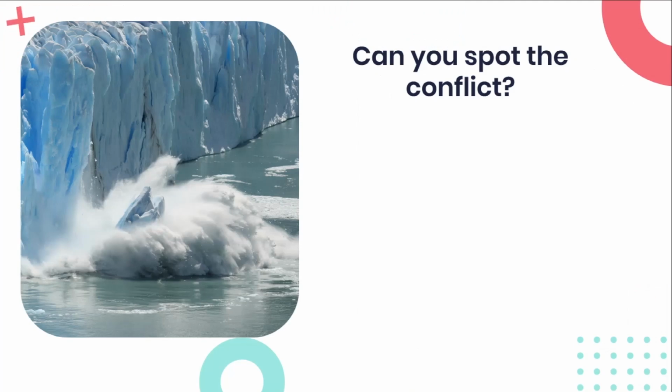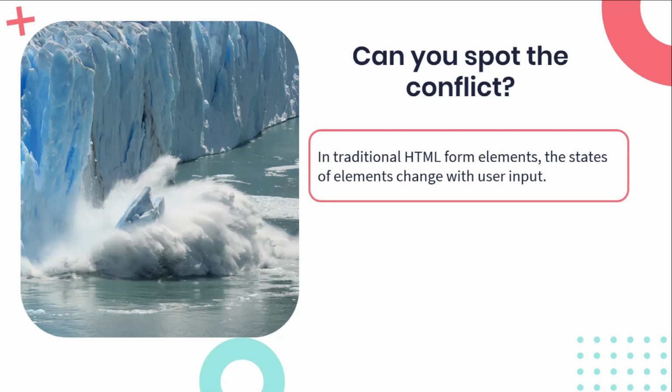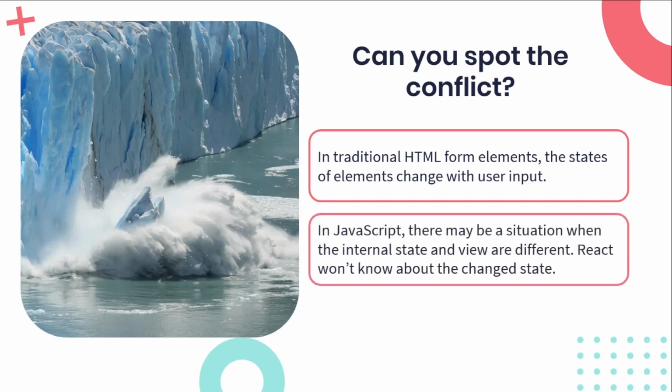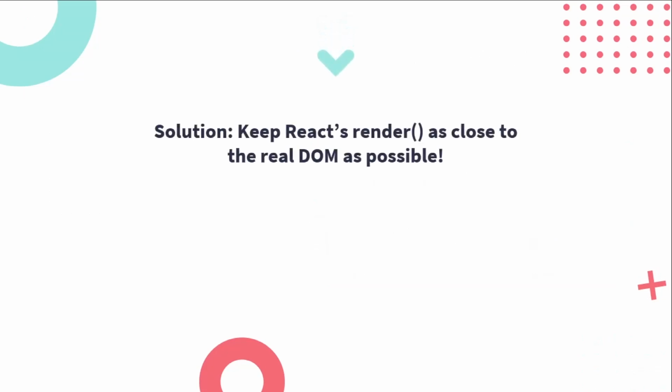In traditional HTML form elements, the states of elements change with user input, but React uses a declarative approach to describe UIs. Input needs to be dynamic to reflect the state properly. Thus, opting not to maintain the component state in JavaScript and not to sync it with the view adds problems. There may be a situation when the internal state and the view are different. React won't know about the changed state. This can lead to all sorts of trouble and bugs and negates React's simple philosophy. The solution is to keep React's render as close to the real DOM as possible.